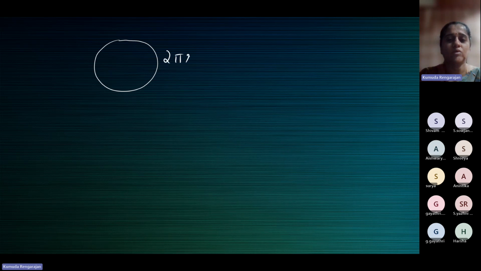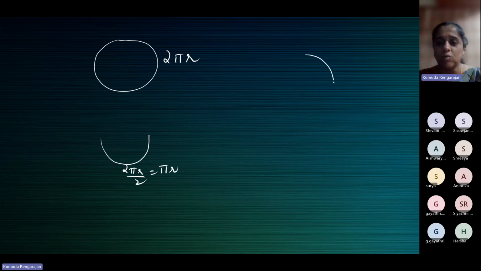Circle: 2 pi r, full length 2 pi r. Semicircle: 2 pi r by 2, which is pi r. So the length of this one is pi r. The length of the arc in a quadrant will be half of this one, so pi r by 2.